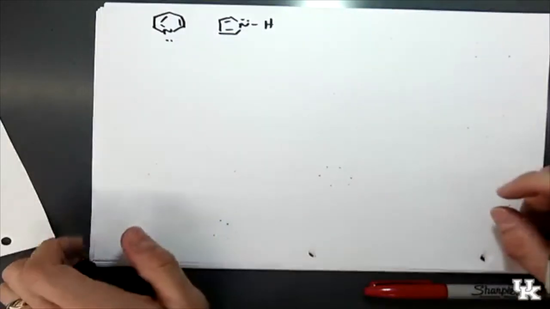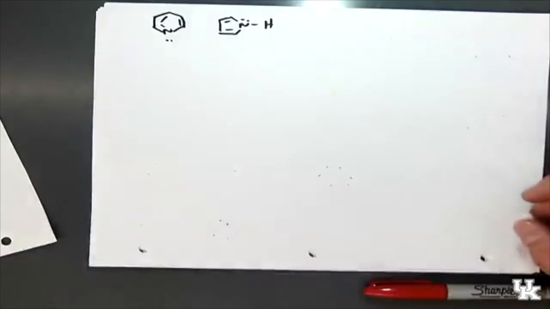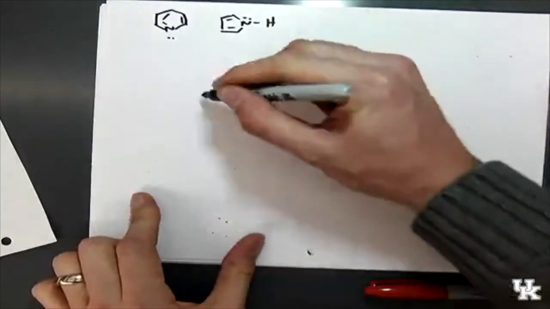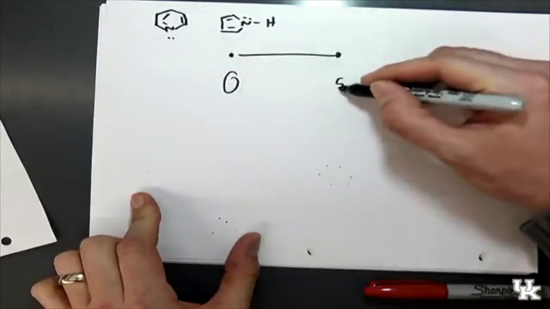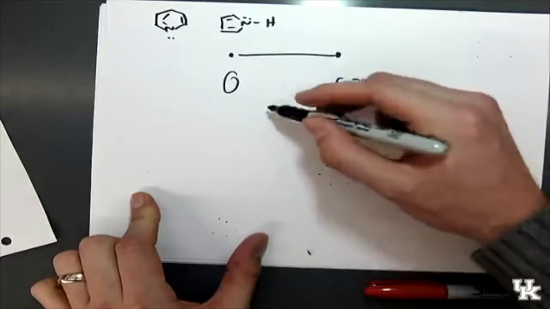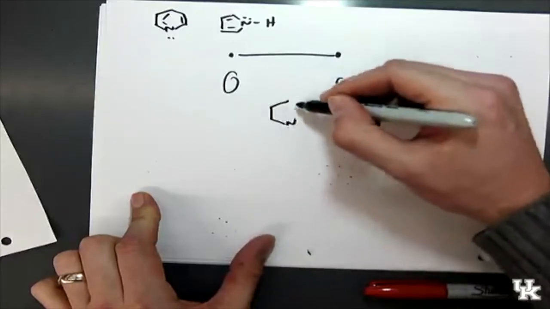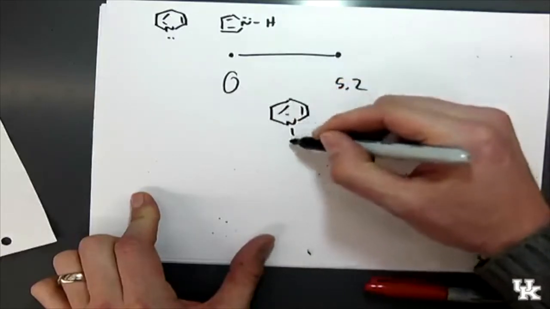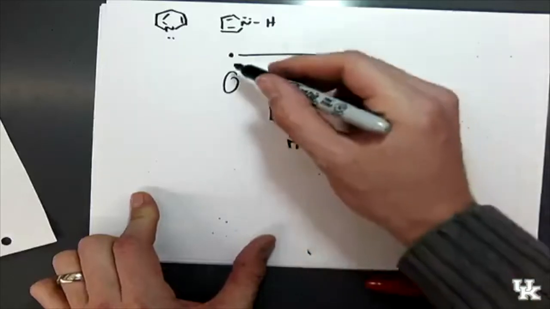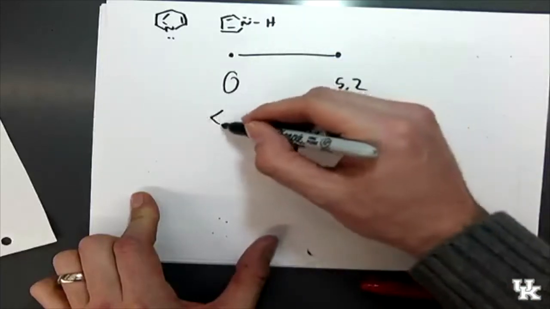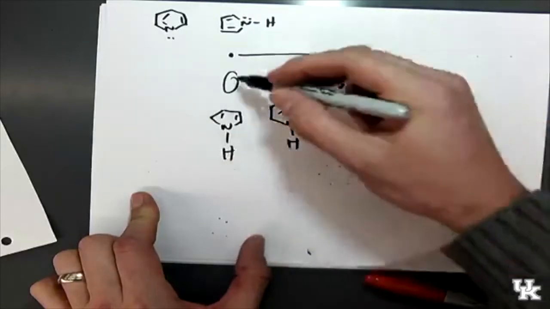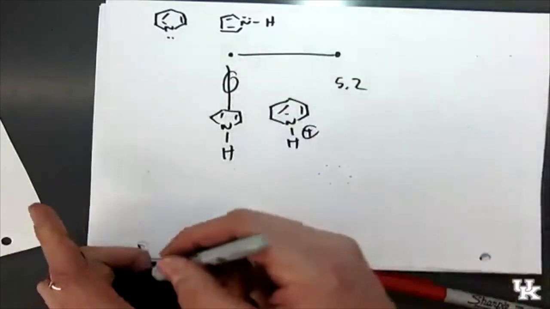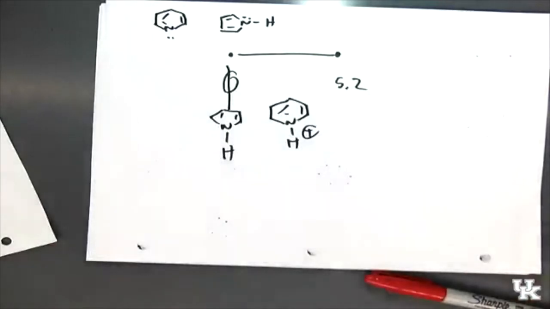And you know that one is much more basic than the other because the pKa of pyridine is 5.2, which means from 0 to 5.2, pyridine is still going to be in its acid form. Whereas pyrrole won't be in the acid form until it hits 0. Do you see that?